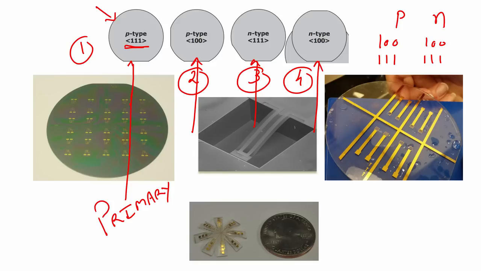Now, if you go for p type 100, then we also have a secondary flat along with the primary flat. So, let us see where the secondary flat is, alright, let us see.